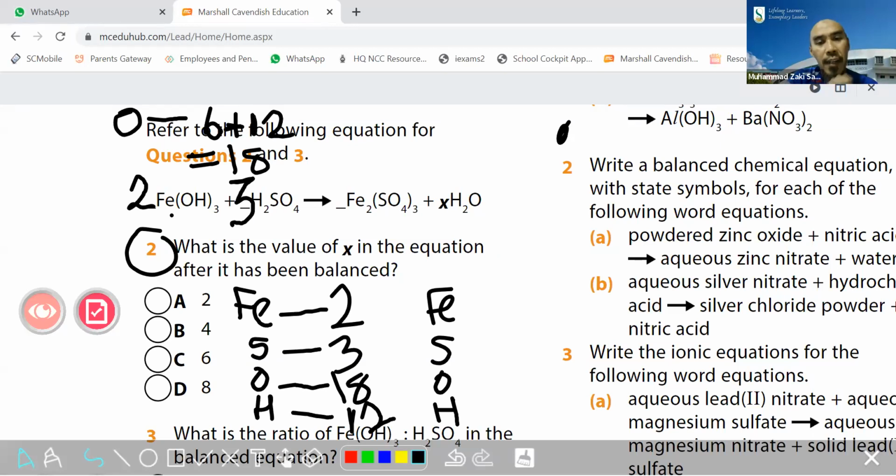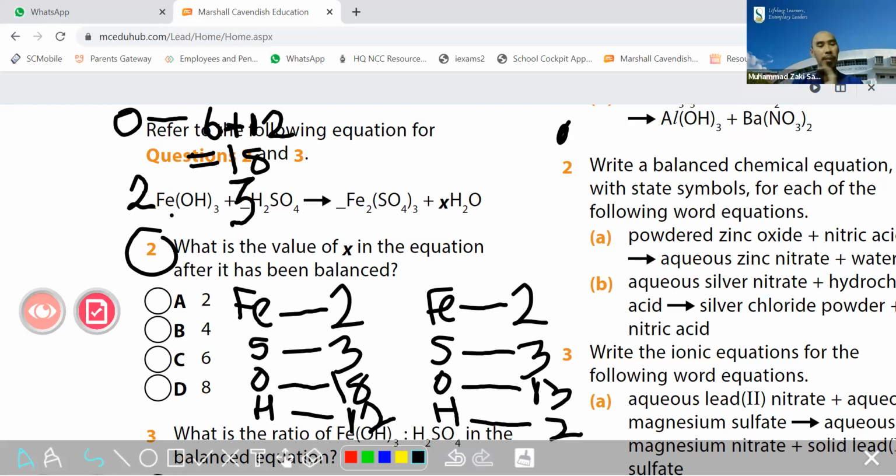So here let's count: iron 2, sulfur 3, oxygen 12 plus 1, 3, 13. Hydrogen is still 2. So what number do you think you can put here? Right. So here there are choices. So you have to substitute one number each and see whether it matches or not. So which is the best number? Since your hydrogen got 6, you can check the hydrogen.